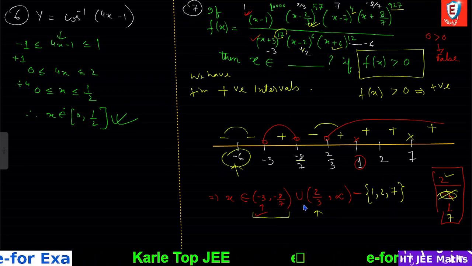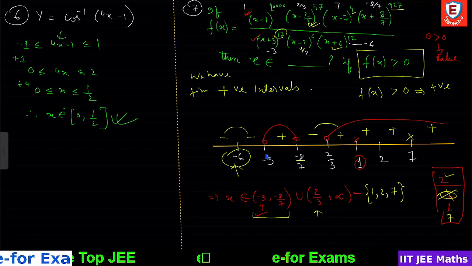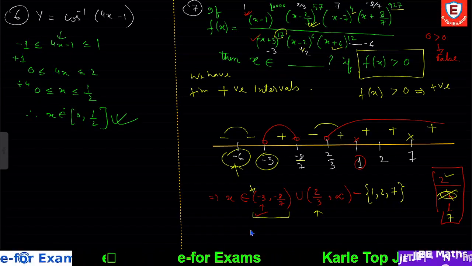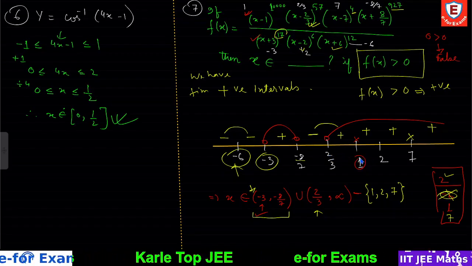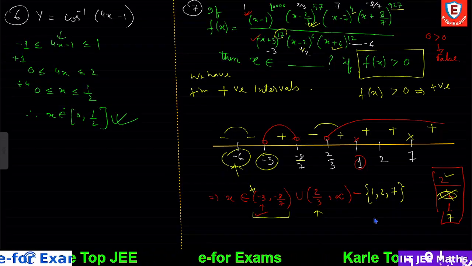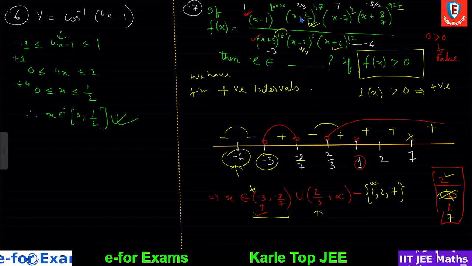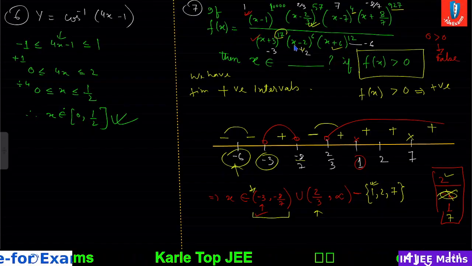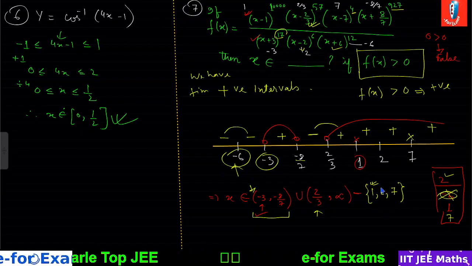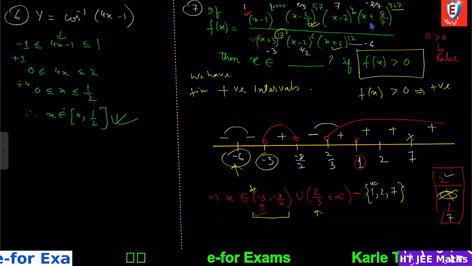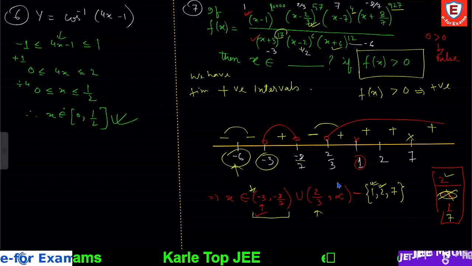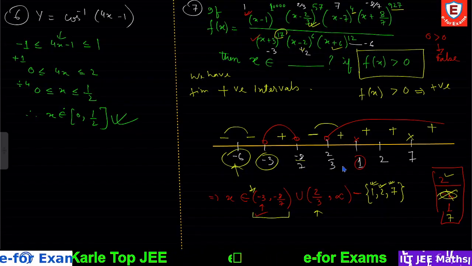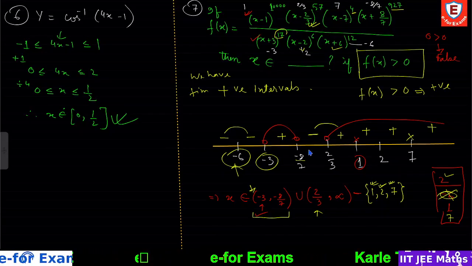Minus 3 is not included at all here. This is open, so minus 3 is not included. For the numerator, 1 is included here, so we have to exclude it. 2: if we keep 2, the whole thing is undefined, so we are excluding 2 again. 7: if we put 7, it becomes 0. 0 greater than 0 is false, so we are excluding 7. 8 by 7 is not included here at all. 8 by 7 is less than something here.